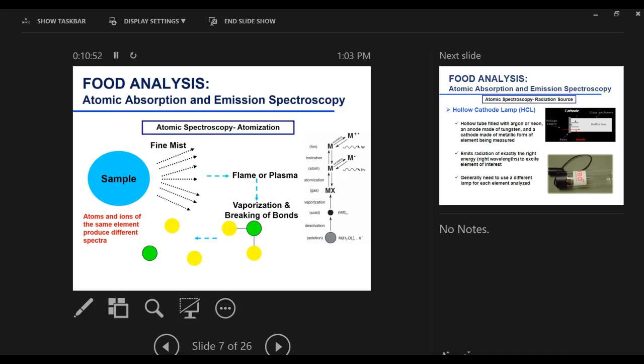Or if the flame is too high of a temperature, you can get your atom in the ionized form. You don't want that to happen. That won't absorb light at the same wavelength. Then you would need to make sure that your flame is adjusted to avoid any ionization and get maximum absorption in the atom state.